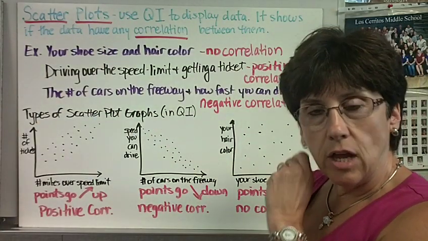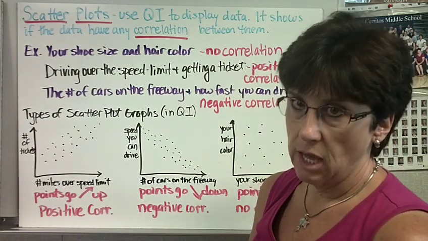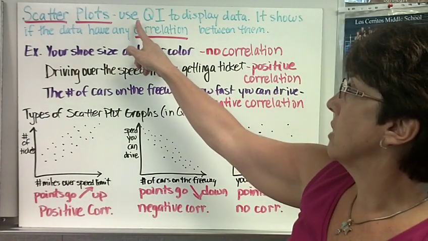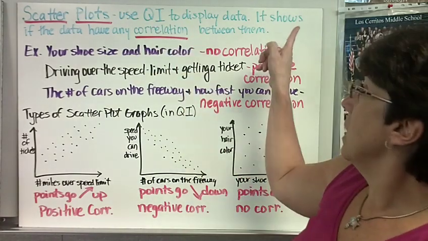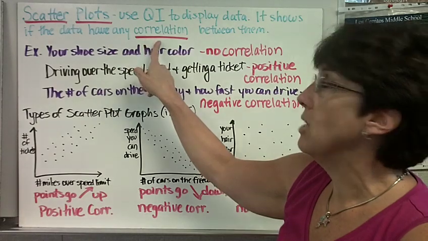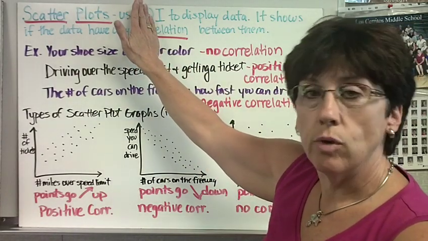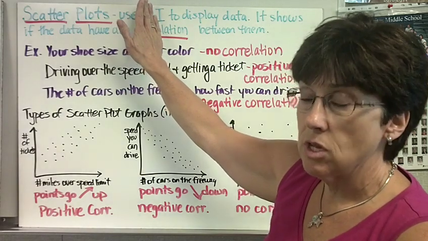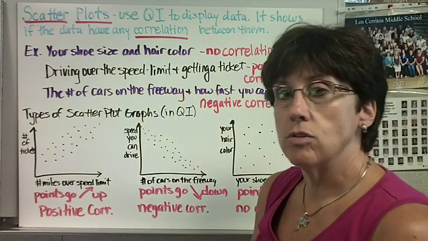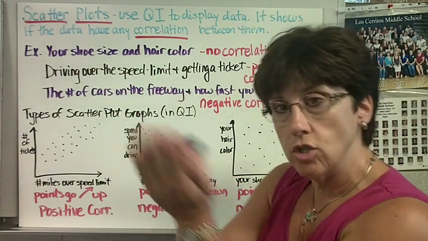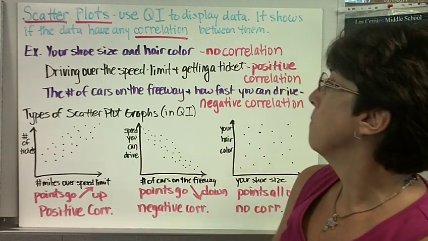Here's the section on scatter plots. The point of this is for you to be able to identify scatter plots. Scatter plots use quadrant 1 to display data. It shows if the data have any correlation between them. So, you know relations, you have relations, they're your relatives, your parents, your grandparents, your cousins. Correlated means there's something between them. So it's a relationship if they have a relationship between the two things we're talking about.